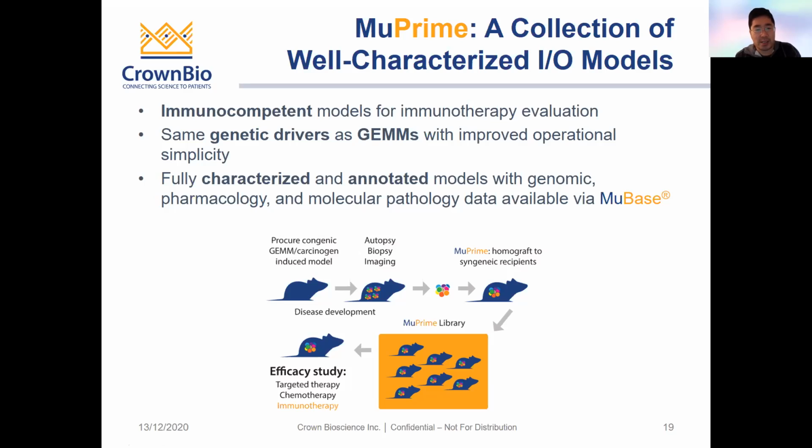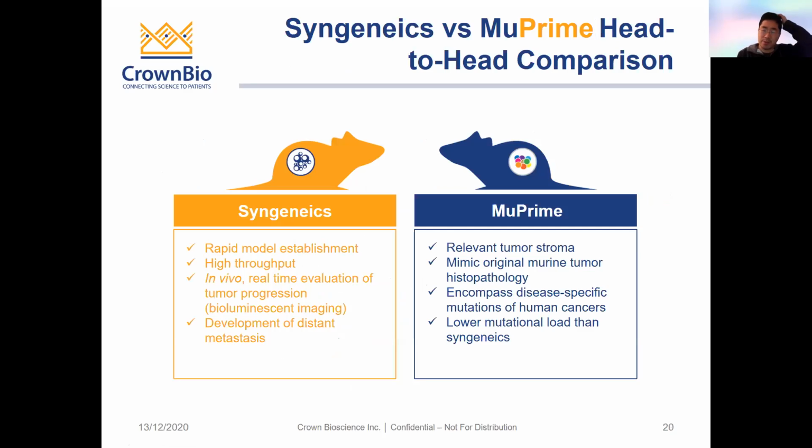They're fully characterized, and we have genomic, pharmacology and molecular data. To compare, most of us use syngeneic models because they are rapid, high throughput, and sometimes they develop metastasis. But MuPrime has all those advantages, with added advantages: they have relevant tumor stroma, they mimic the original murine tumor histopathology, and they have disease-specific mutations, which is very important if we want to start a combination therapy.